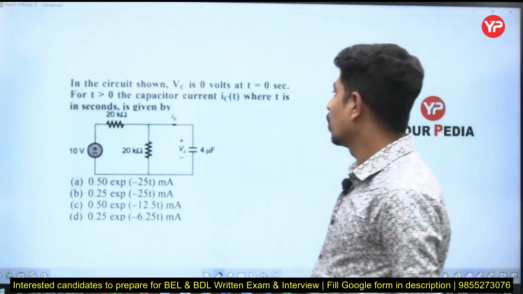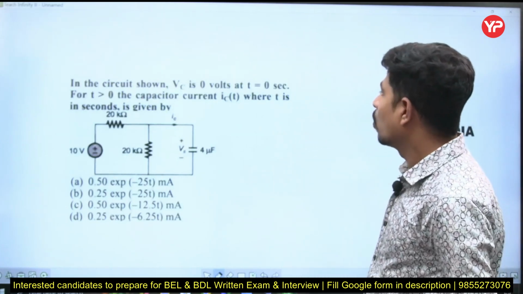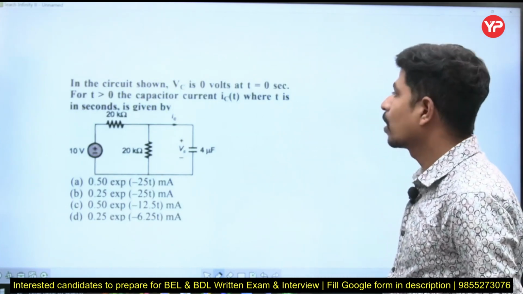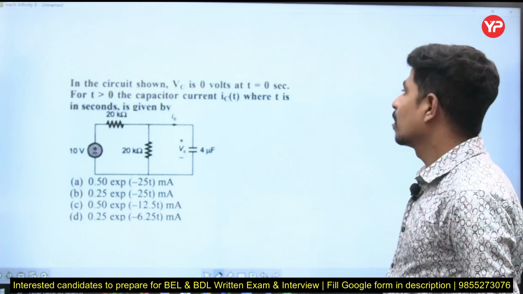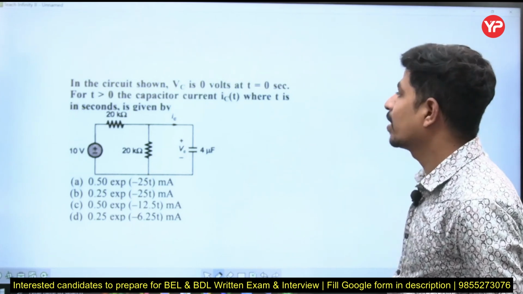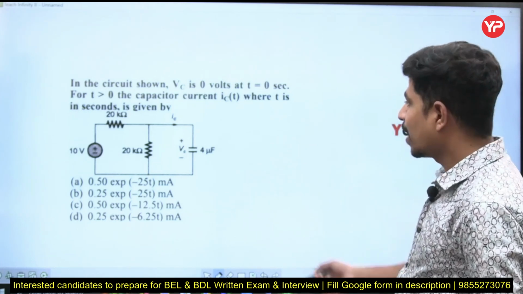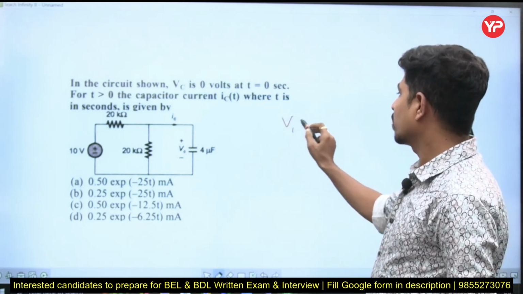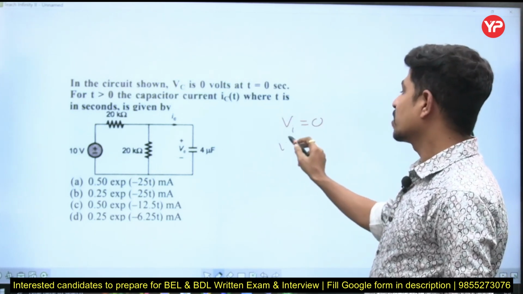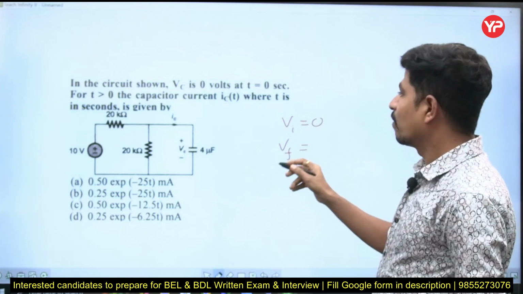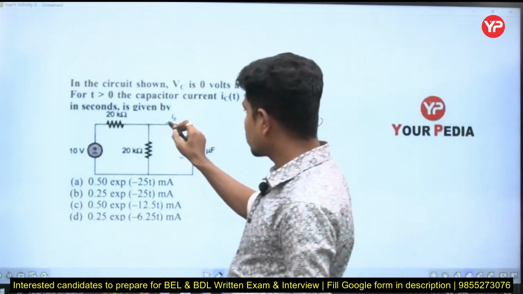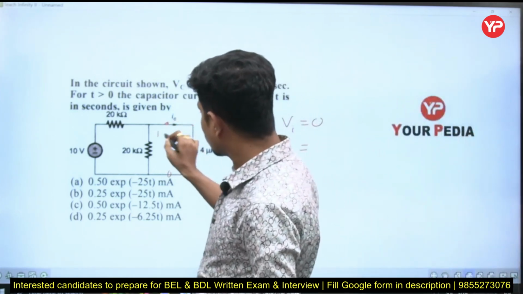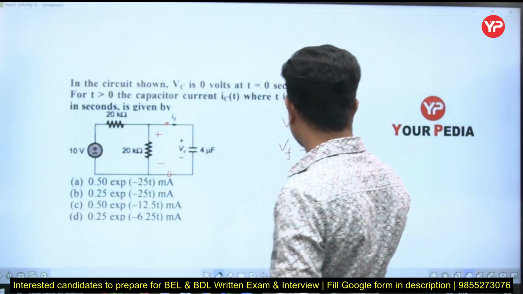In the circuit shown, Vc is 0 volts at t equal to 0 seconds. For t greater than 0, the capacitor current IC of t, where t is in seconds, is given by... he is asking the current through the capacitor. What is the initial voltage of the capacitor? 0. What is the final voltage? Finally the capacitor behaves as an open circuit, therefore by voltage division the final voltage will be 5.